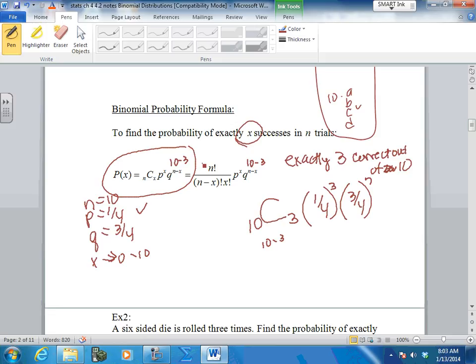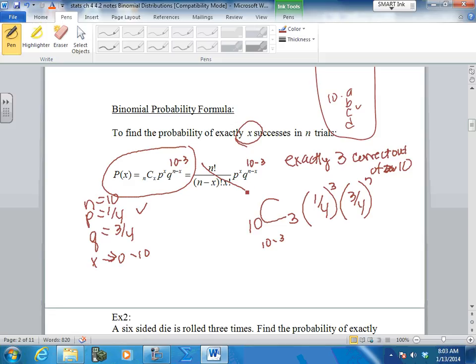Would I do it this way? No, I wouldn't work it out the way they did. I would just put it in my calculator. But that's all this is. It's just a pattern. We also have a probability statement in your calculator.